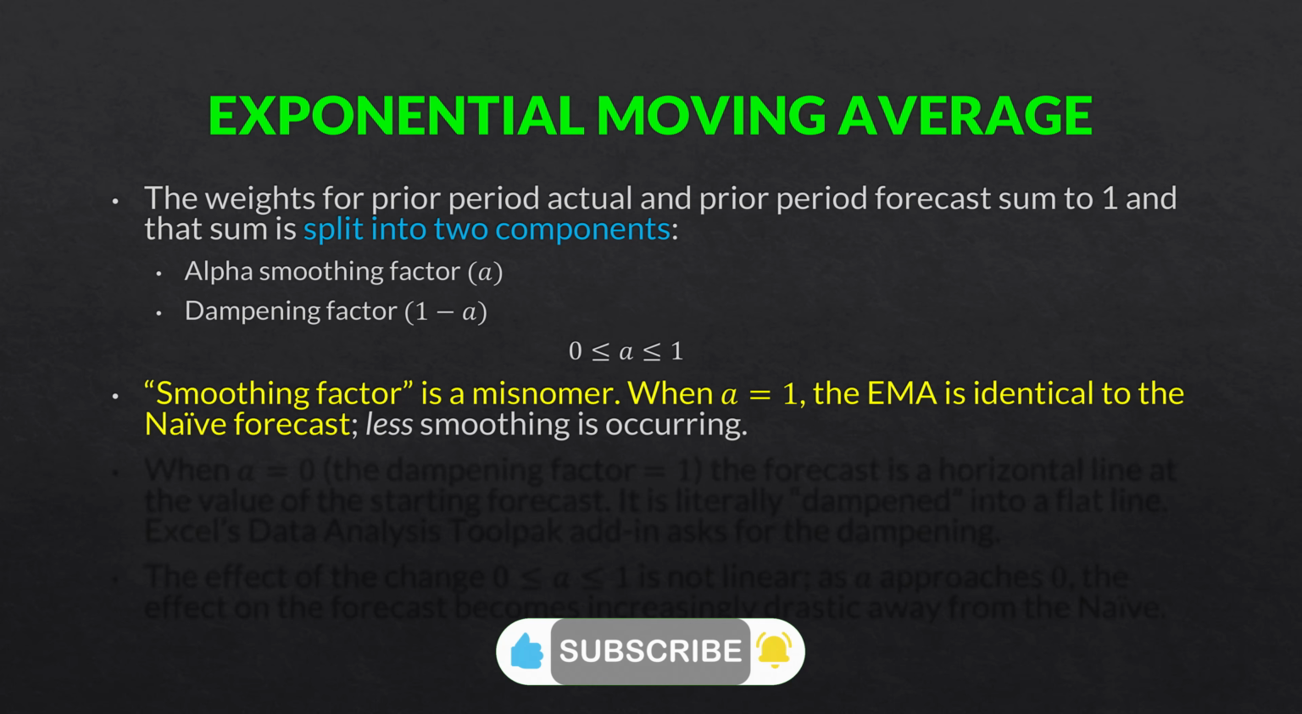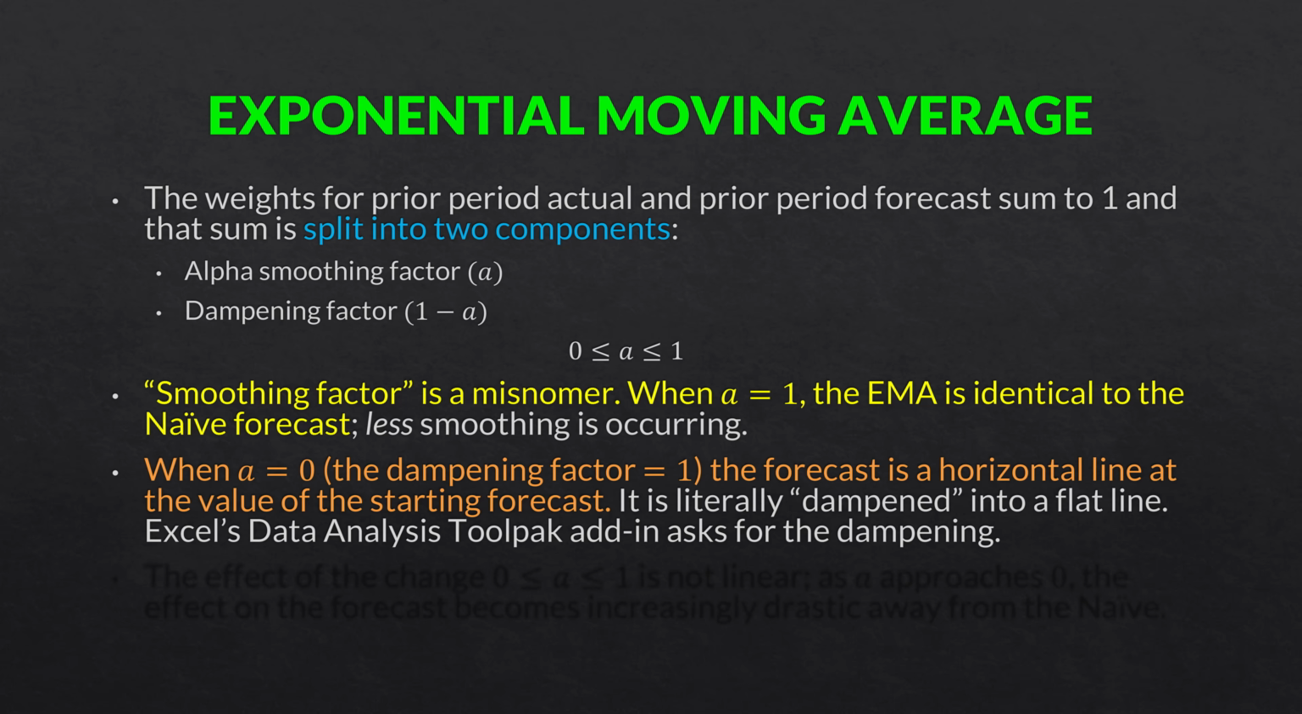The term smoothing factor is a misnomer, however. When alpha equals 1, the exponential moving average is identical to the naive forecast, so less smoothing is actually occurring. When alpha equals 0, or the dampening factor equals 1, the forecast is a horizontal line at the value of the starting forecast. It looks very odd, and we'll see that here in a minute. It is literally dampened into a flat line.